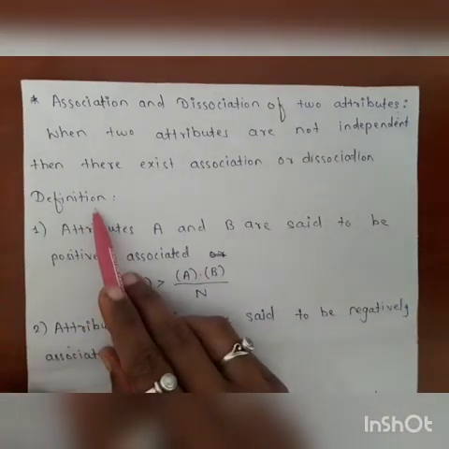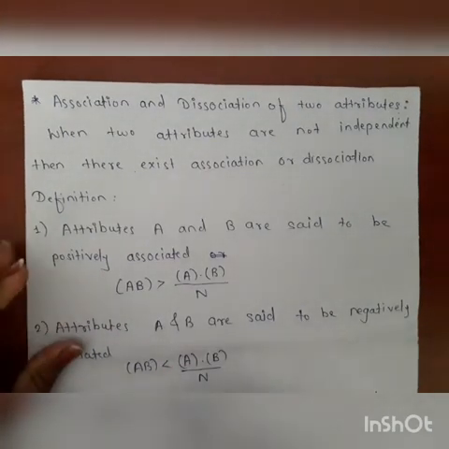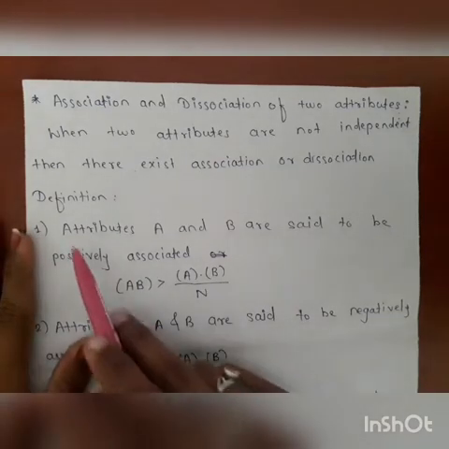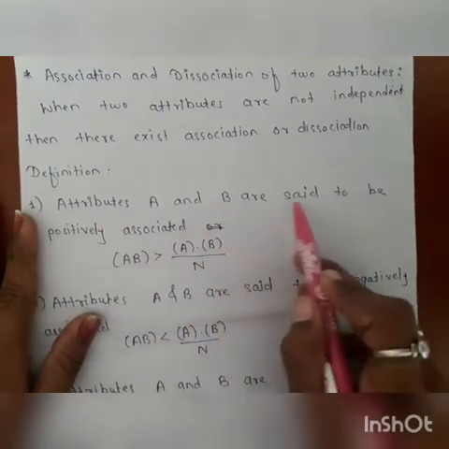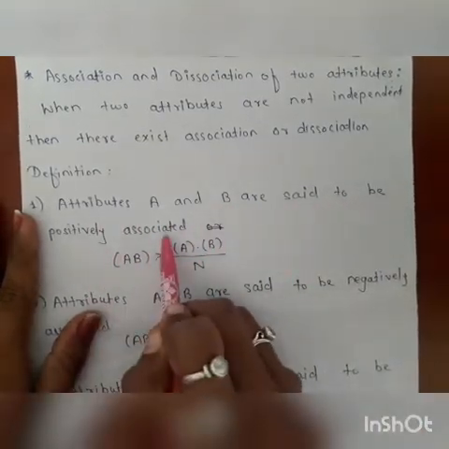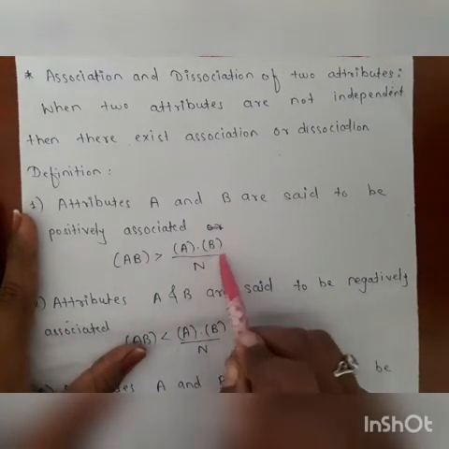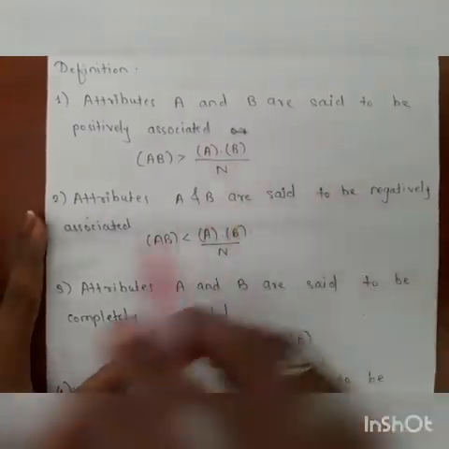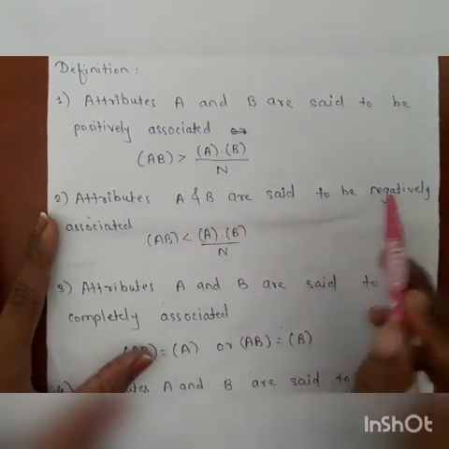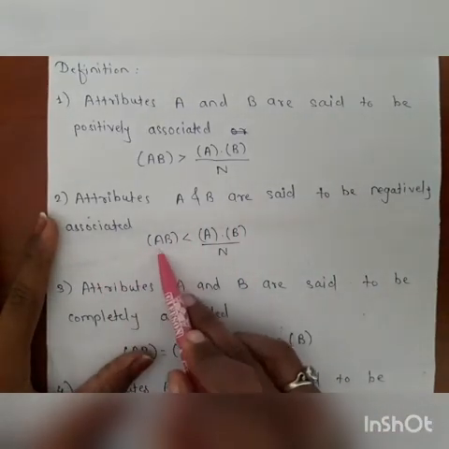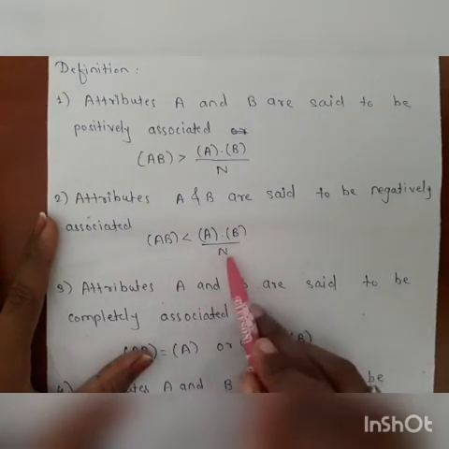Now we discuss some definitions of positively associated, negatively associated, completely associated, and completely dissociated. First is positively associated. Attributes A and B are said to be positively associated if (AB) is greater than (A) × (B) / N. Next, attributes A and B are said to be negatively associated if (AB) is less than (A) × (B) / N.